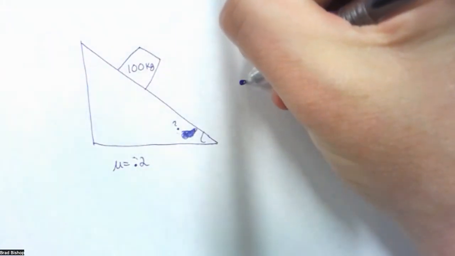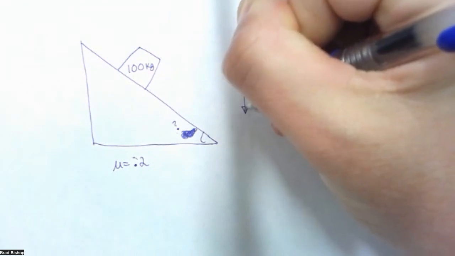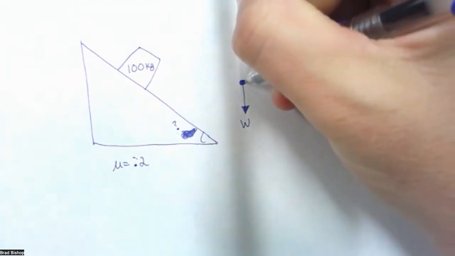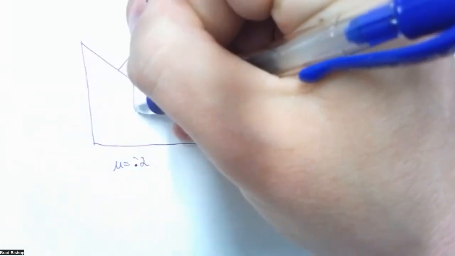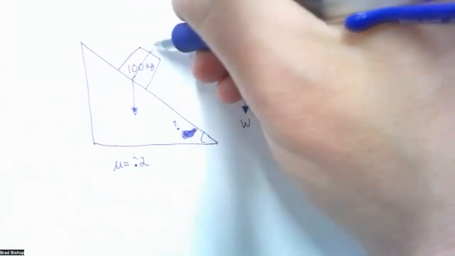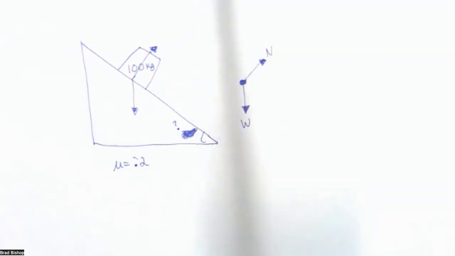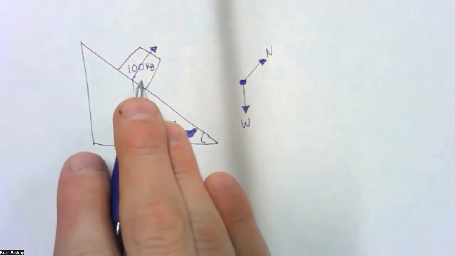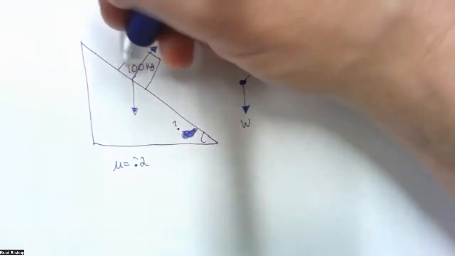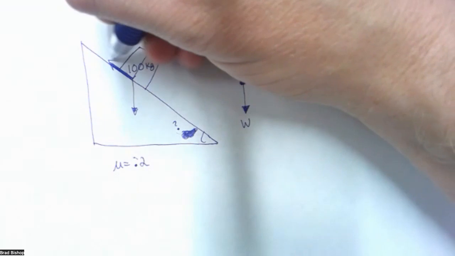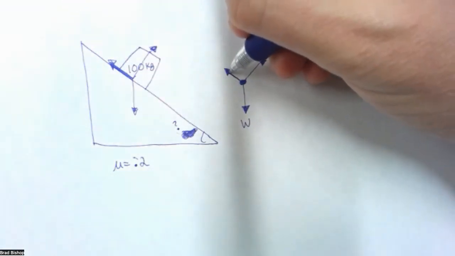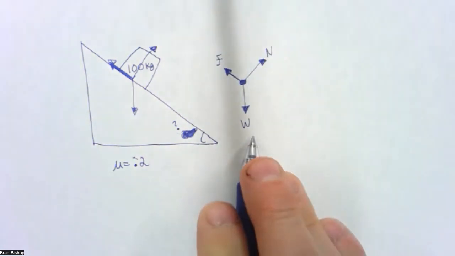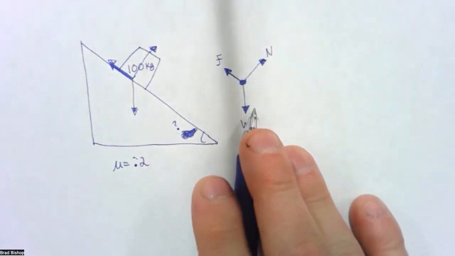So let's draw our free body diagram. We have, of course, weight directed straight down. Our normal force is going to be up and to the right at an angle. So weight is straight down here. Normal force is perpendicular to the surface. And then friction is opposing motion. And so this box is trying to slide down the incline. So friction will be directed up the incline. So here's our frictional force. So this is our free body diagram.